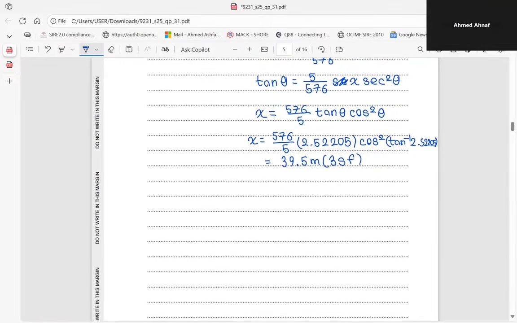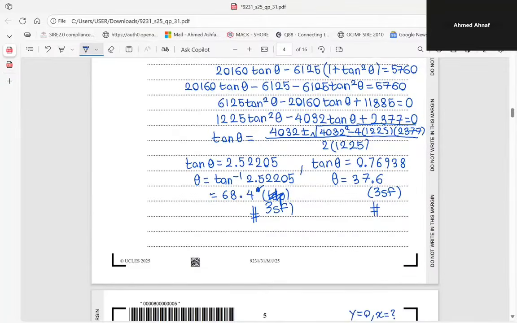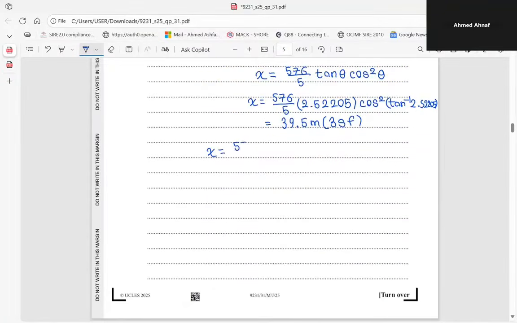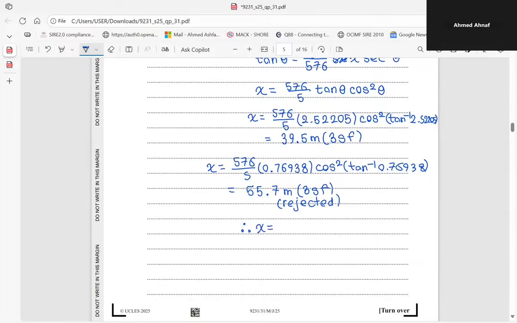Now let's find our other x value for the other value of tan theta, 0.76938. This is 576 divided by 5 times 0.76938 times cosine squared of tan inverse 0.76938. This one gives a bigger answer, 55.7 meters to 3SF. So we're going to reject this answer, and hence our final answer is x equals 39.5 meters to 3SF. So this is our final answer for this part as well as the entire question.